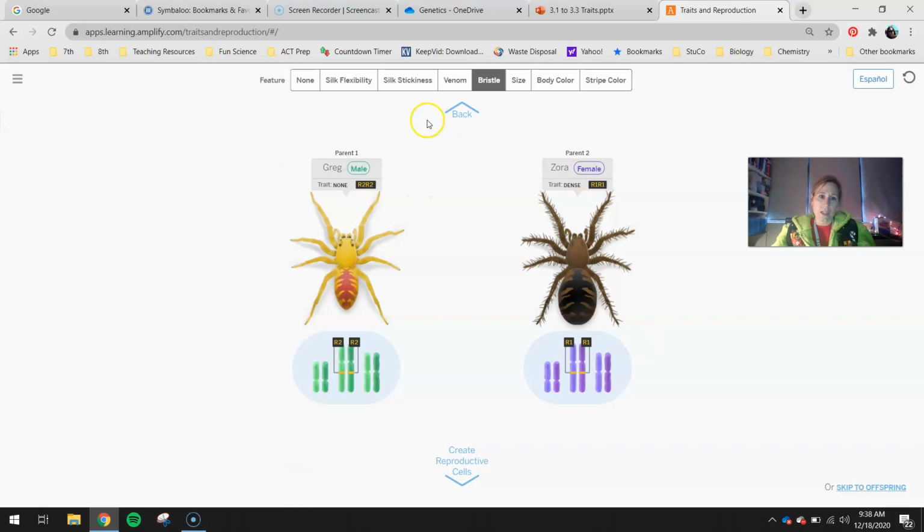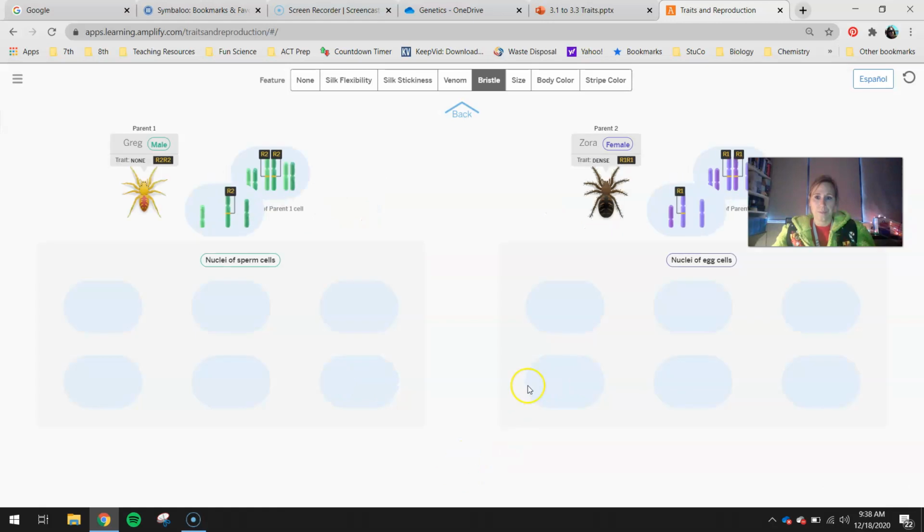Okay, so now we can see, all right, here's Greg. This is his trait for Bristle. He has none. Versus Zora has dense. Here's her genotype R1R1. Here's Greg's genotype R2R2. So let's go ahead and create reproductive cells.